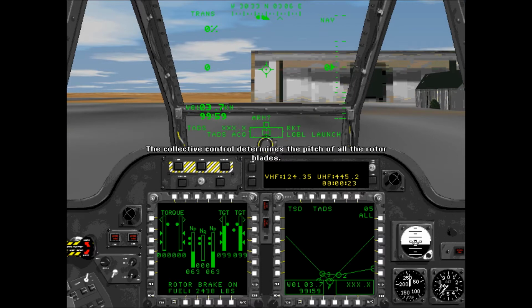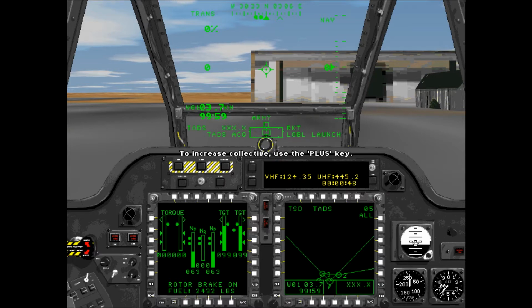The collective control determines the pitch of all the rotor blades. The more collective you give, the greater the angle of attack of the blades and the more lift is generated. This lift is measured in torque required to turn the blades and is displayed on the iHads. The simple way to think about collective is that collective controls lift.